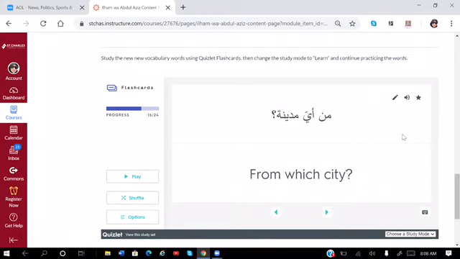Min ayya medina? From which city? Remember, medina means city. Hal anta talib? Are you a student? This is spoken to a male. Hal anti taliba? To a female. Nam, ana talib. Yes, I'm a student.